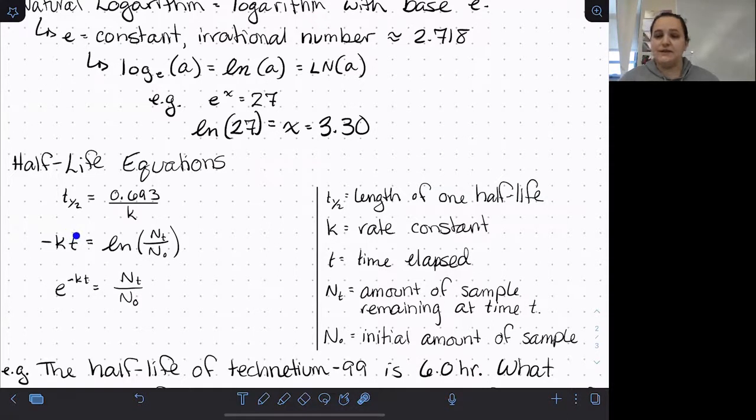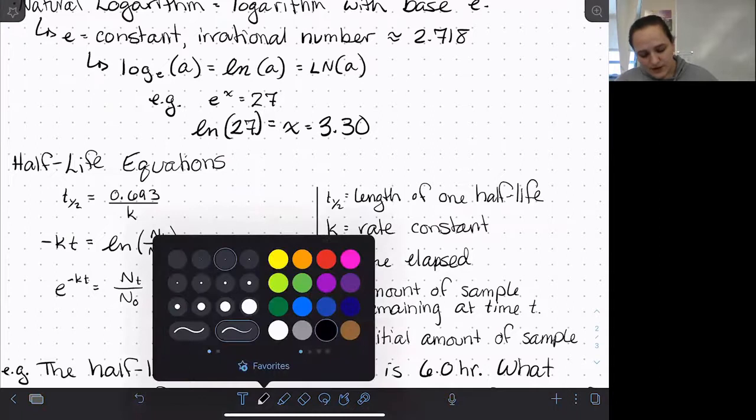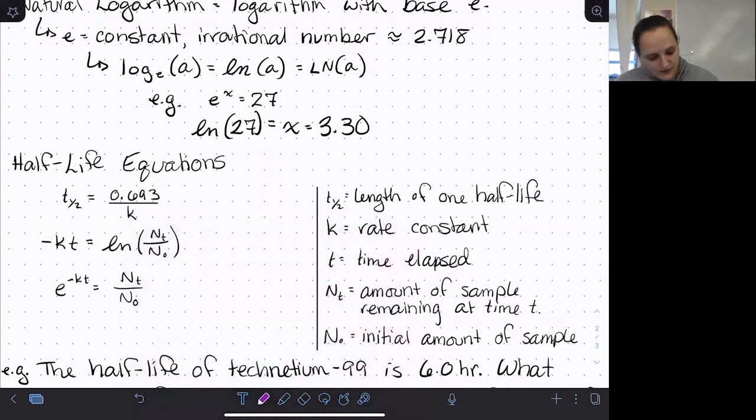t is the amount of time that has gone by in whatever situation you're considering. ln is our natural log, so this is not a variable, it's a function. Nt is the amount of sample that remains after time t has gone by. And then N0 is our initial amount of sample. How much did we start with? So these equations allow us to figure out how much material is going to be remaining after a particular amount of time. Note that these two equations are the same thing, just rearranged.